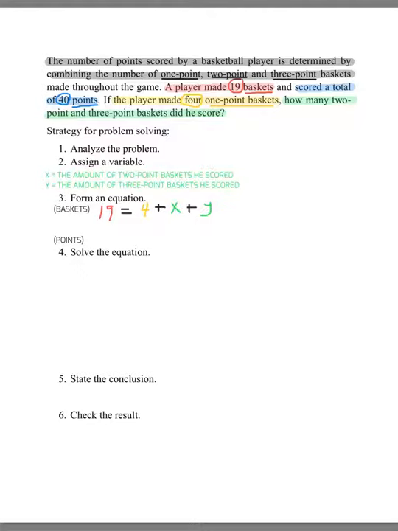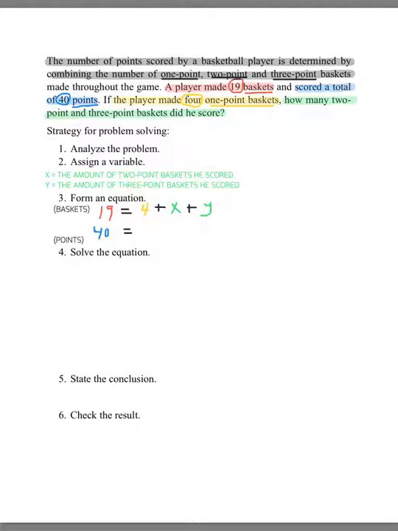So now let us move on to the blue. We know that the player scored a total of 40 points. So 40 points is a total point value. And now this is going to be equal to the number of baskets made multiplied by the corresponding point value for that specific basket. So let me tell you what I mean by that.